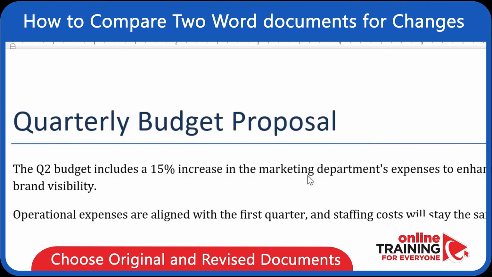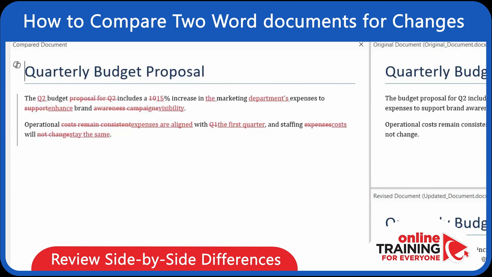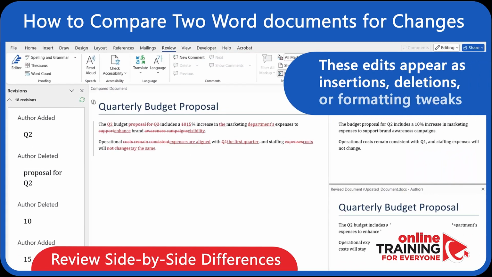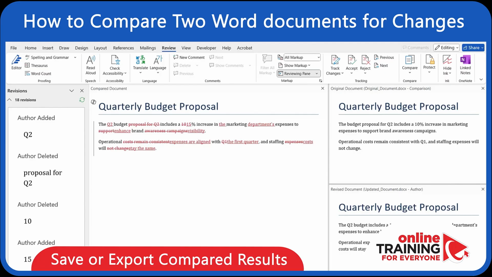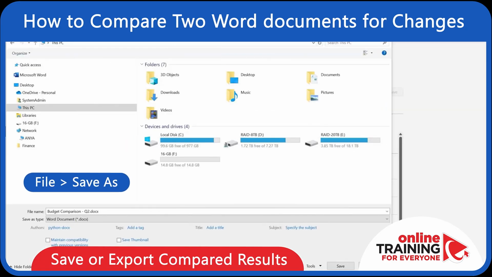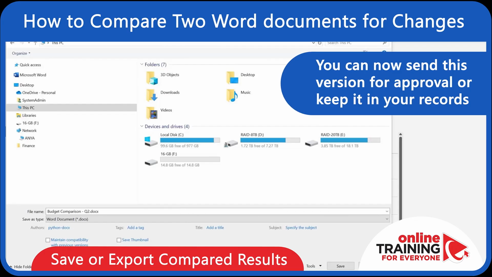Word generates a new document showing track changes. Here you can see edits like the change from 10% to 15% and from brand awareness campaign to brand visibility. These edits appear as insertions, deletions, or formatting tweaks, all clearly marked for review. If you want to keep a record of the differences, save the comparison as a new file. Just go to File, Save As, and name it something like Budget Comparison Q2.docx. You can now send this version for approval or keep it for your own records.